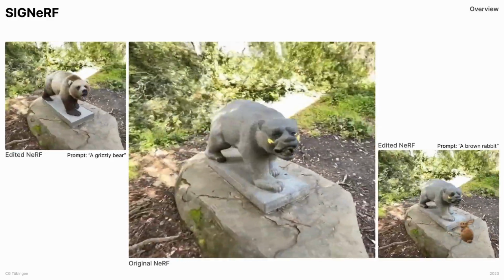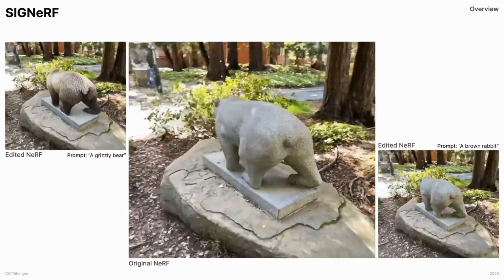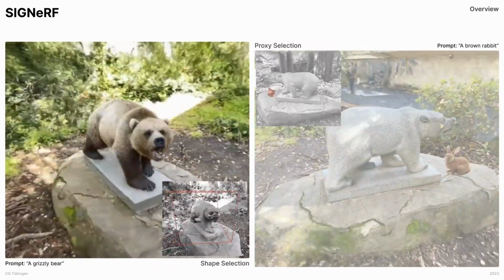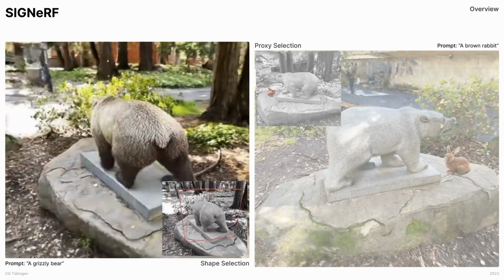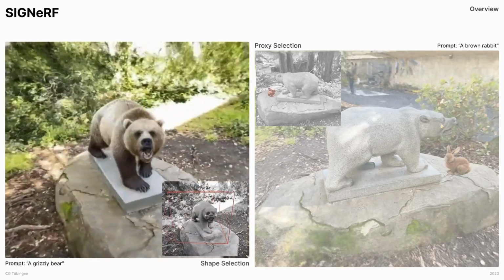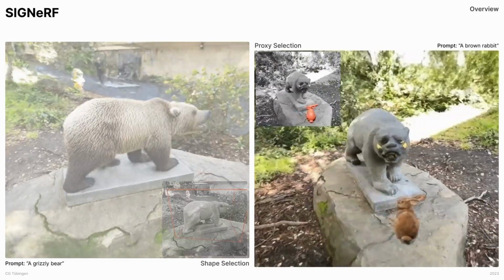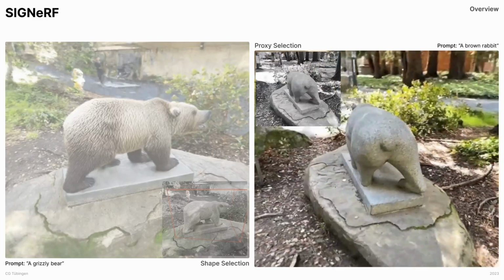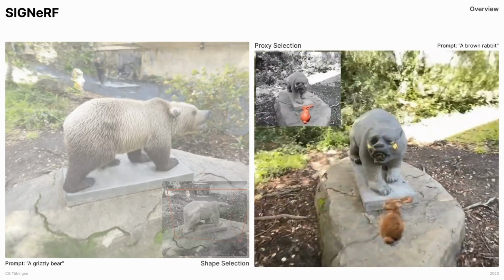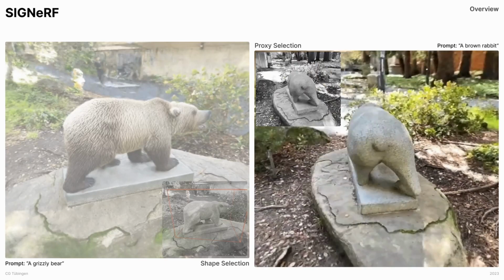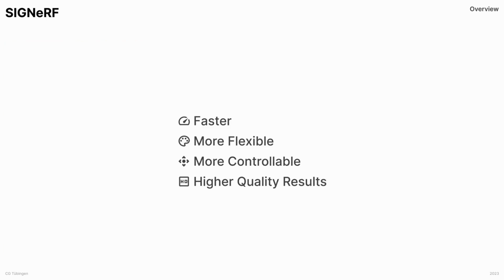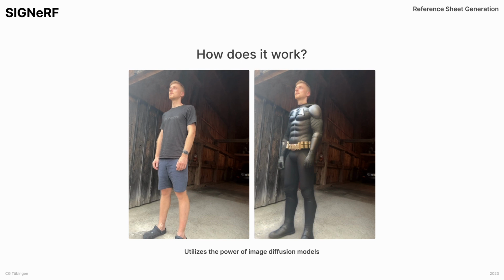bottom right. SIGNeRF does so in a controlled manner, meaning for a grizzly bear that we can really select the region we would like to edit, and for the rabbit, pick a precise location, place a proxy object into the scene where we would like the generation to appear. SIGNeRF is faster, more flexible, more controllable, and even achieves higher quality results compared to previous methods. But how does it work?